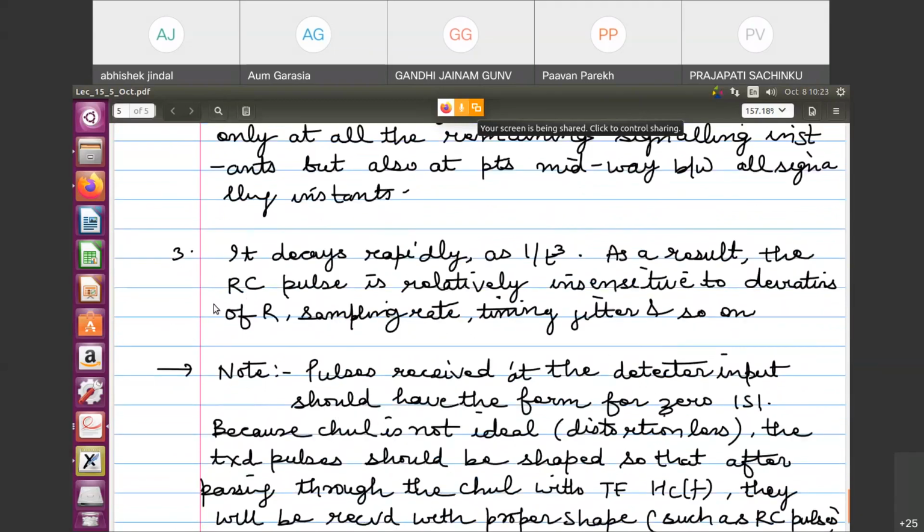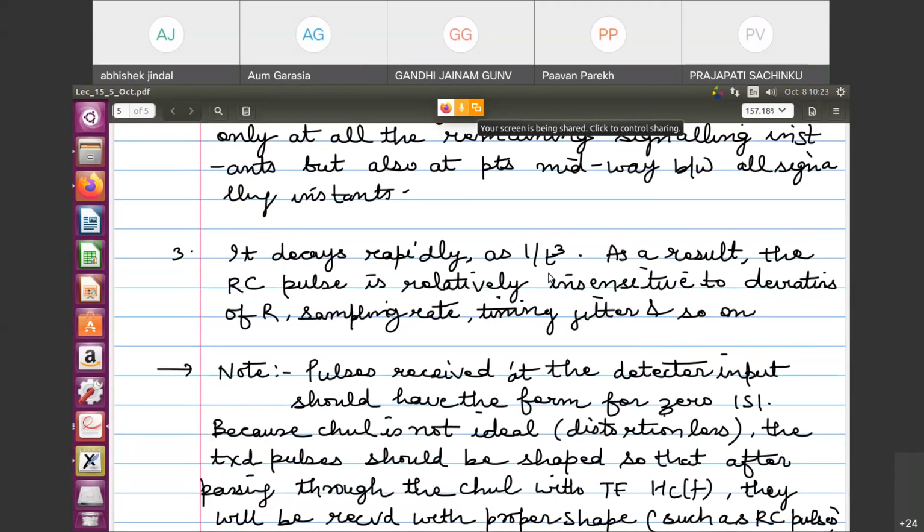The best thing about it was that it decays rapidly, 1 by t squared. And why this rapid decay? This rapid decay allows us to have some sort of leeway in our timing. The time at which you are sampling, you can be somewhat relaxed. If the clocks shift a little forward or backward, it is not the case that a significant error will come in.